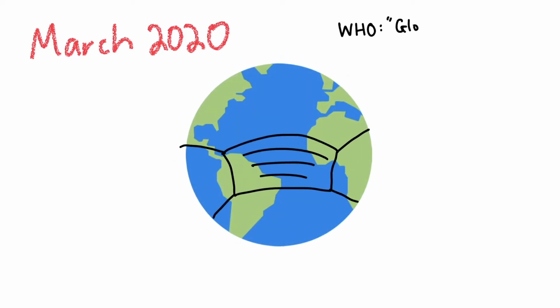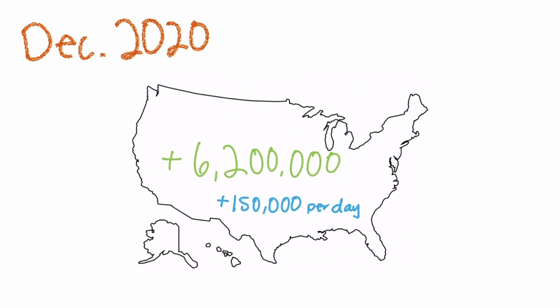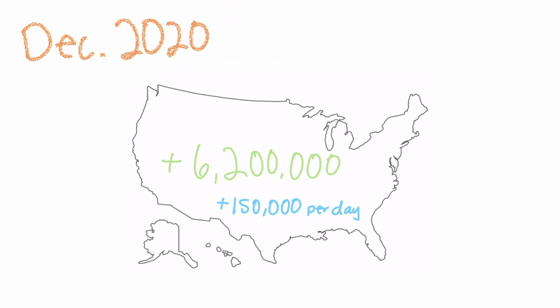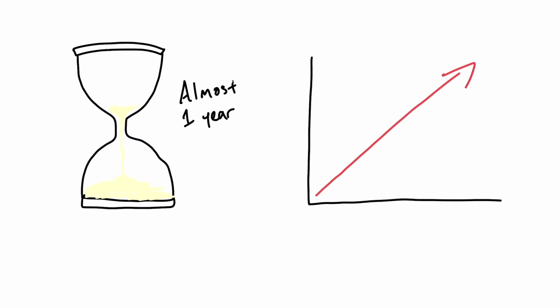In March 2020, the World Health Organization declared COVID-19 a global pandemic, and as of December 2020, the United States has over 6.2 million active cases and is averaging well over 150,000 new cases per day. It has now almost been a year since the coronavirus hit US shores and is showing no signs of stopping.